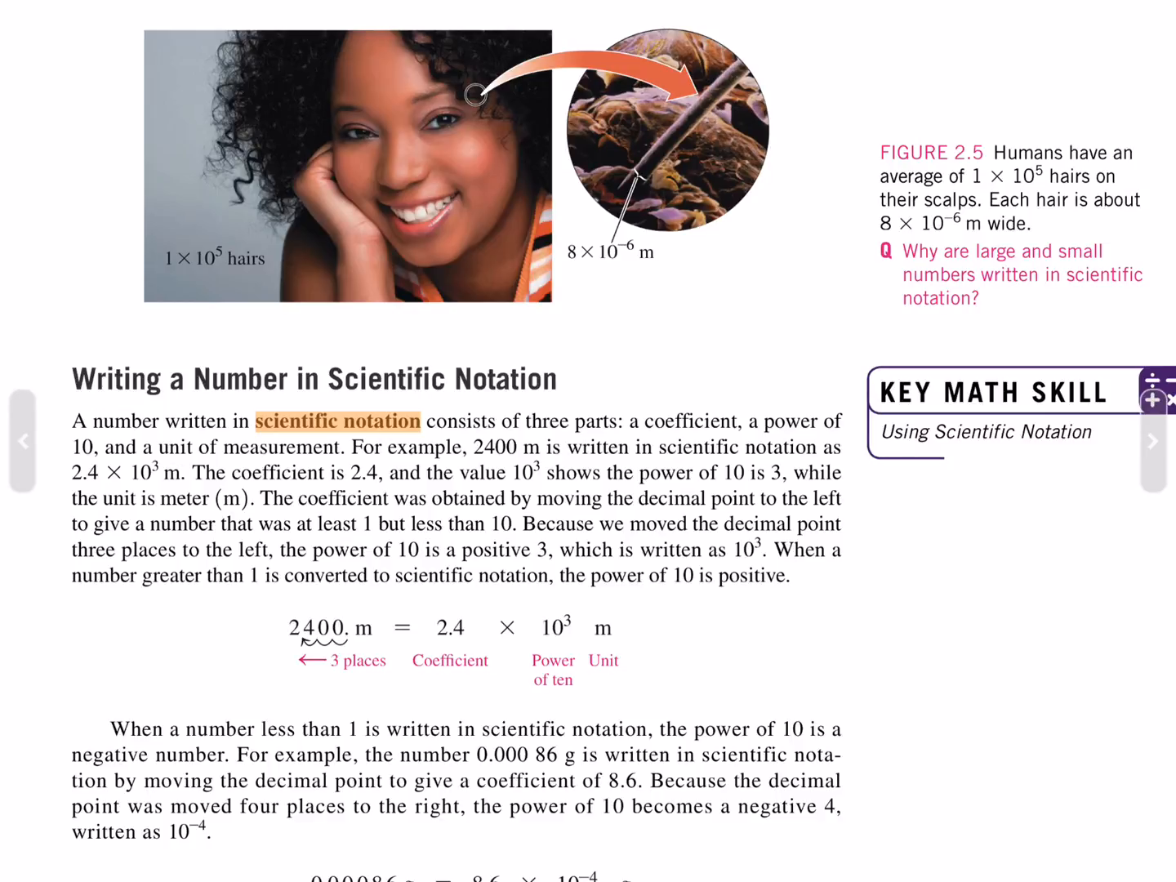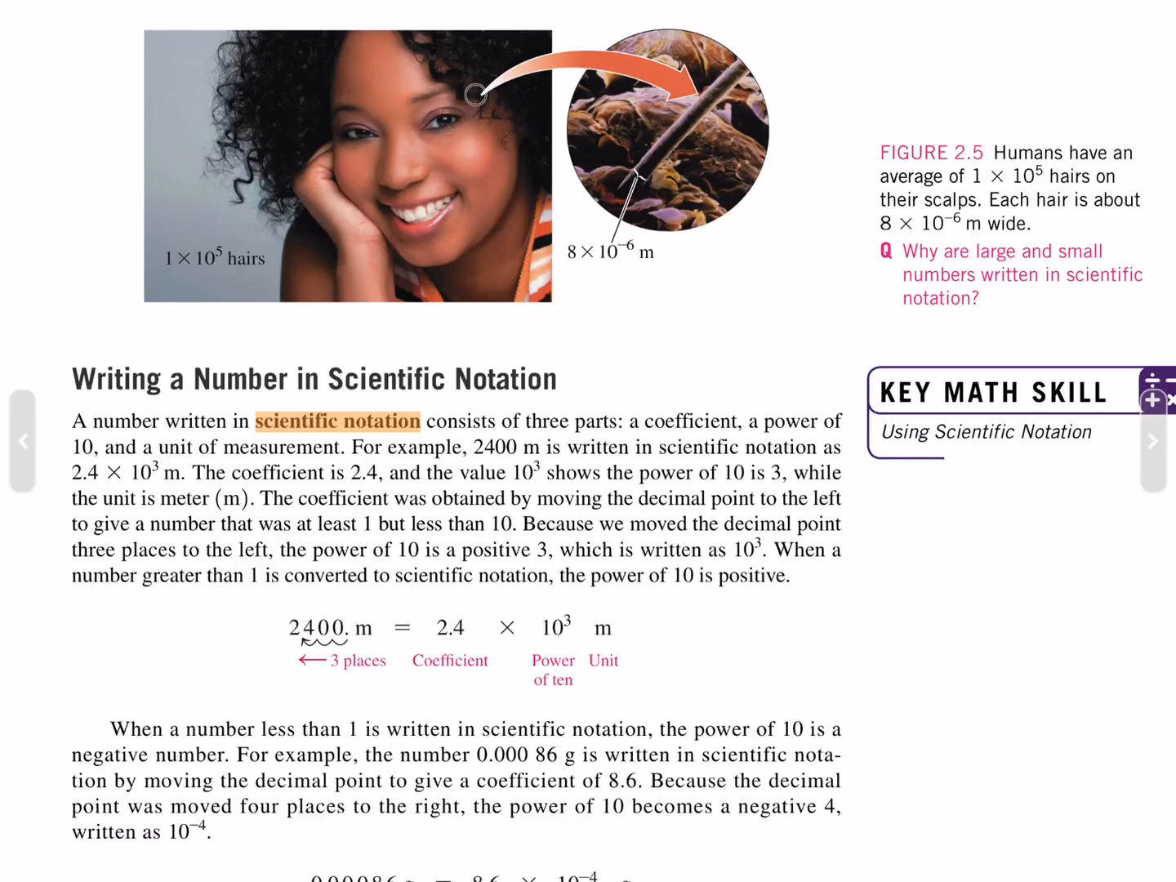The coefficient was obtained by moving the decimal place to the left to give a number that is at least 1 but less than 10. Because we moved the decimal place 3 places to the left, the power of 10 is a positive 3, which is written 10 to the 3. When a number greater than 1 is converted to scientific notation, the power of 10 is positive.